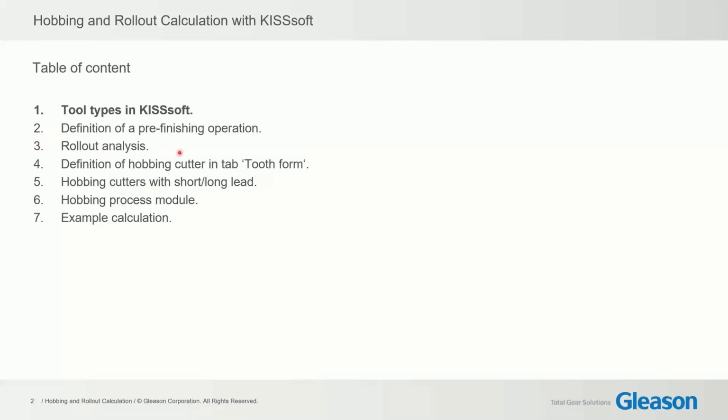We will check the rollout analysis calculation. This is also something that was added in the 25 version. We will check how the hobbing cutters can be defined in tab-tooth form, how to define hobbing cutters with short and long lead. We will have a brief check about the hobbing process module, also something new for the 25 version. And at the end, I will do a short example calculation, doing all the steps we will check today. So from entering the gear data, entering the tool data, and then also the rollout analysis.